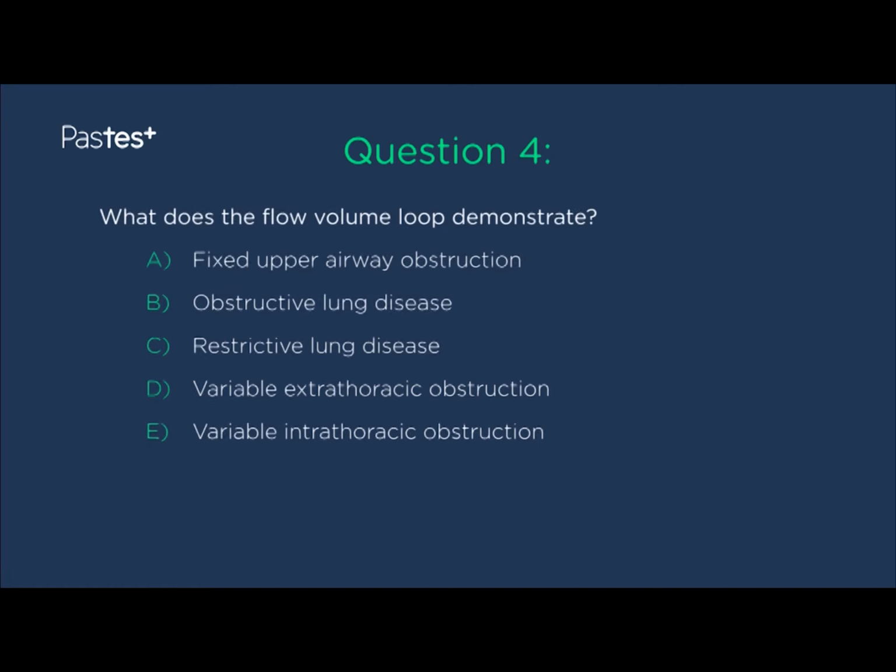And although you may have been hoping to guess at the diagnosis already, the first question is, what do the flow volume loops demonstrate? A, fixed upper airway obstruction. B, obstructive lung disease. C, restrictive lung disease. D, variable extrathoracic obstruction. Or E, variable intrathoracic obstruction.